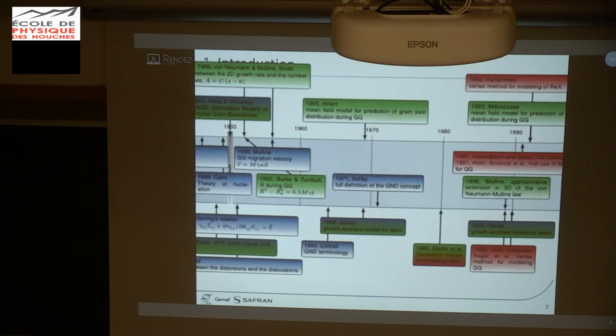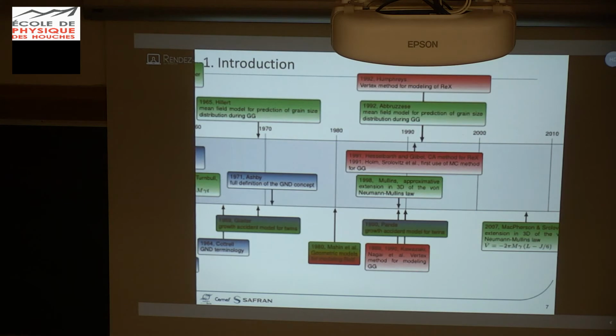But for full field simulation, this approach was developed later. The beginning of this approach could be 30 years ago with the development of stochastic approaches like Monte Carlo and cellular automata. Of course, we can say that full field simulation was developed with the appearance of computer facilities, and it's finally numerical metallurgy. We can say that numerical metallurgy is 30 years old.